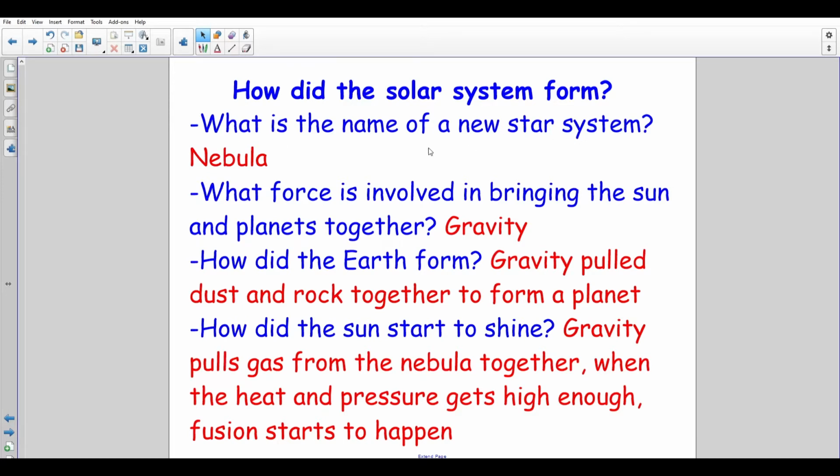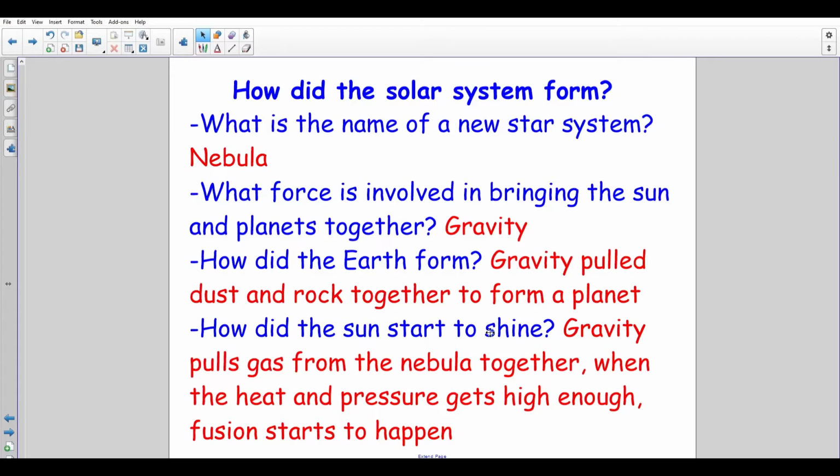So you want to be saying that the new star system is called a nebula. It is brought together by gravity, and the Earth formed because gravity pulled all the dust and rocks together to form a planet. And you could say that Jupiter and the gas giants formed because there was gas in the outer solar system, which is able to pull together to form the gas giants.